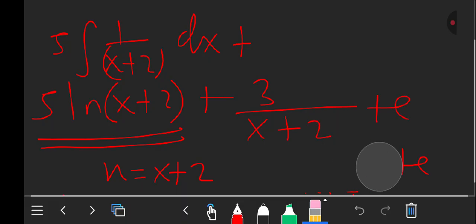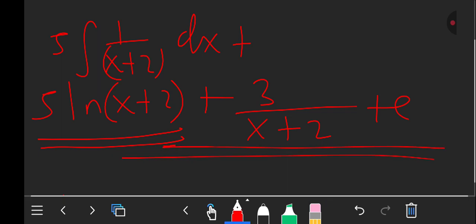So this is how to integrate this partial fraction. Okay, this is basically how you can integrate it.